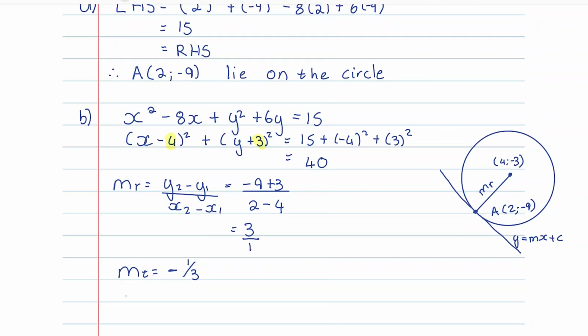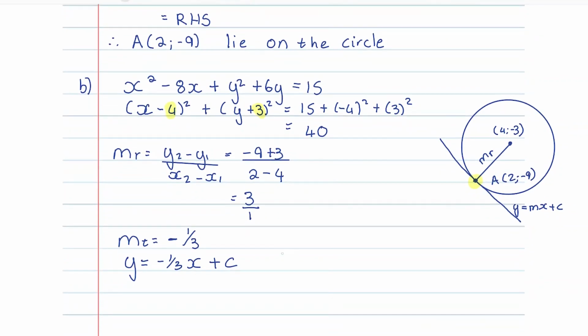All right, now this question goes y equals -1/3 x plus c, and all we have to do is solve for c. How do we do that? We substitute our point of contact in. Be very careful not to substitute your radius in. You have to substitute a point that lies on that line, and the only point we have that lies on that line is A. And don't forget, tell the examiner what you're doing.